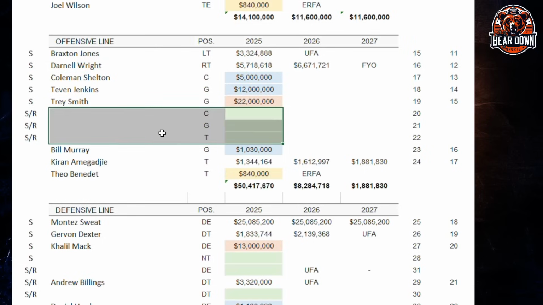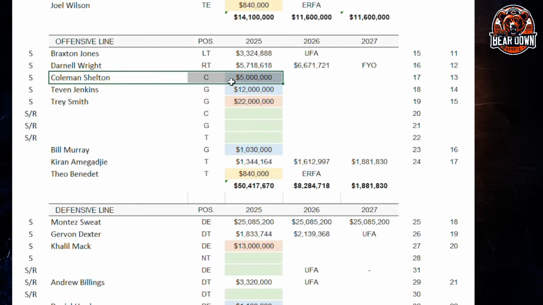Having these quality backups, and I think everyone would agree at least Coleman's a quality backup. He was 10th best center in the league for starters this last year, so at least he should be a top of the league backup quality starter center, in my opinion. This is my opinion, but either way, I think that's a good contract with where he stands, and he may earn more than $5 million.